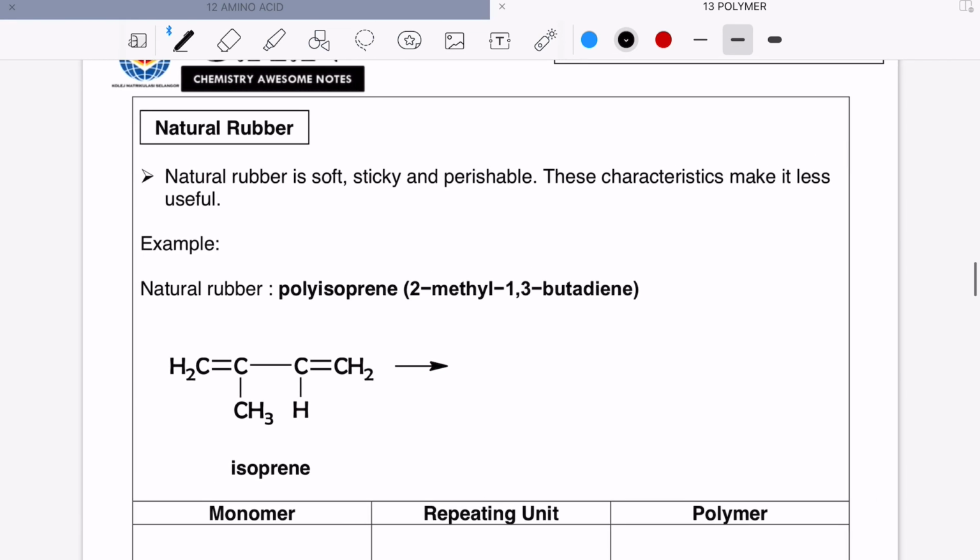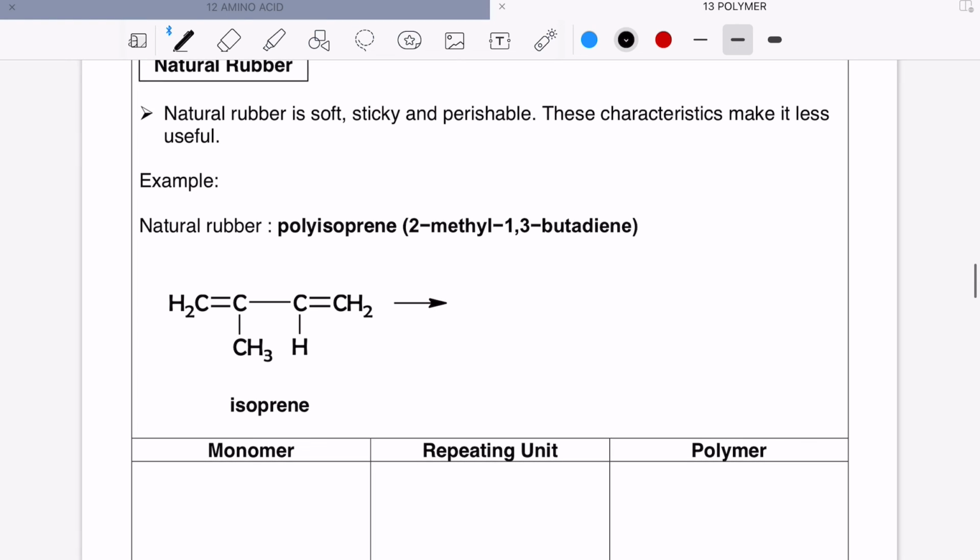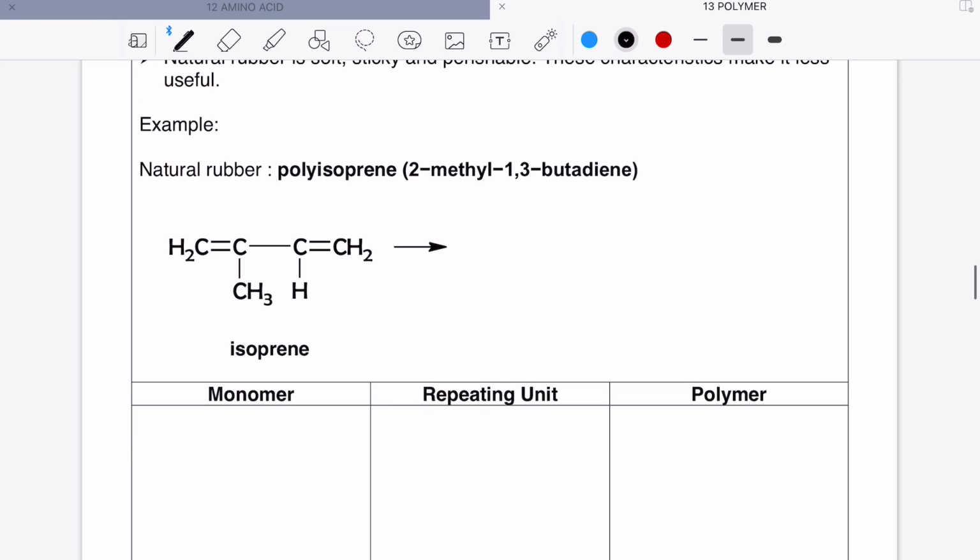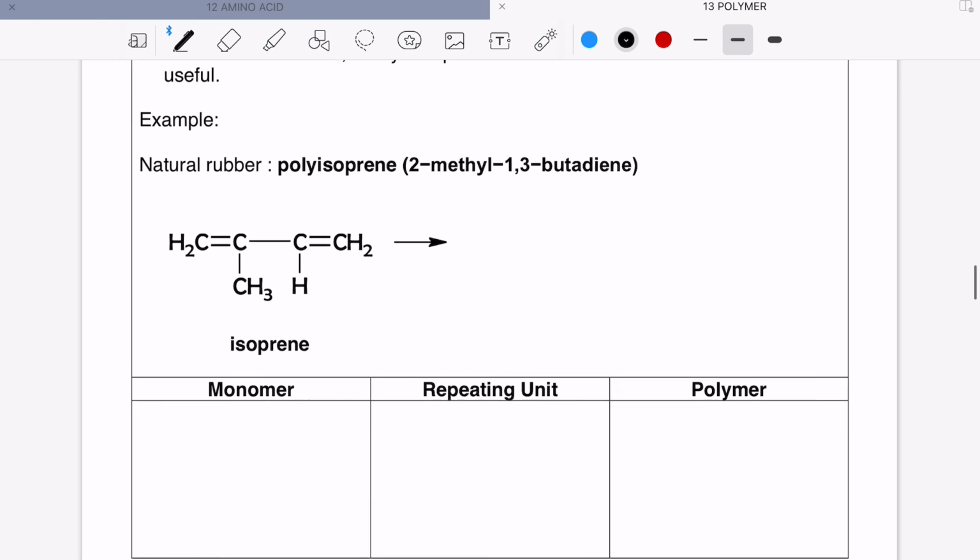Natural rubber. As you can see here, we have isoprene, which is what you get when you tap the rubber tree. So the monomer will be this. The monomer is something before any process happens.